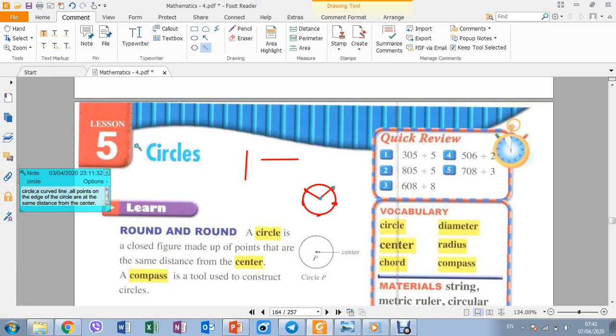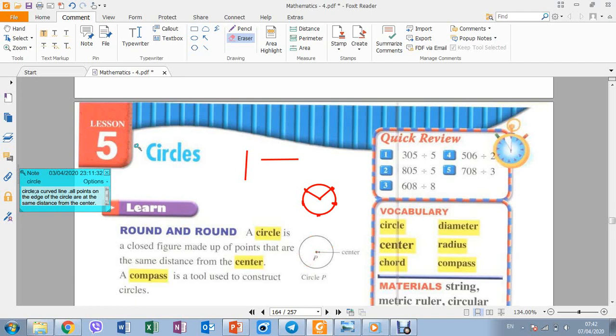Now I explain it. If you choose any point on any edge, it is at the same distance from the center. So this is a circle. This is the center, a middle point, okay? This middle point is called the center. For example, here we have P. The middle center is a point P.